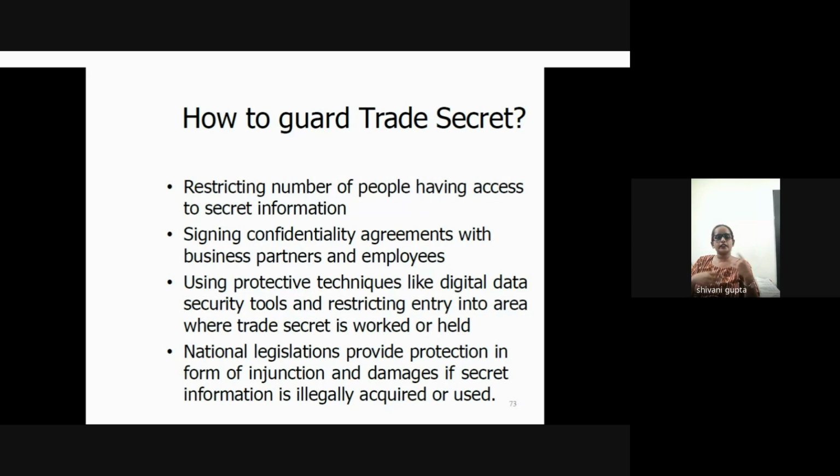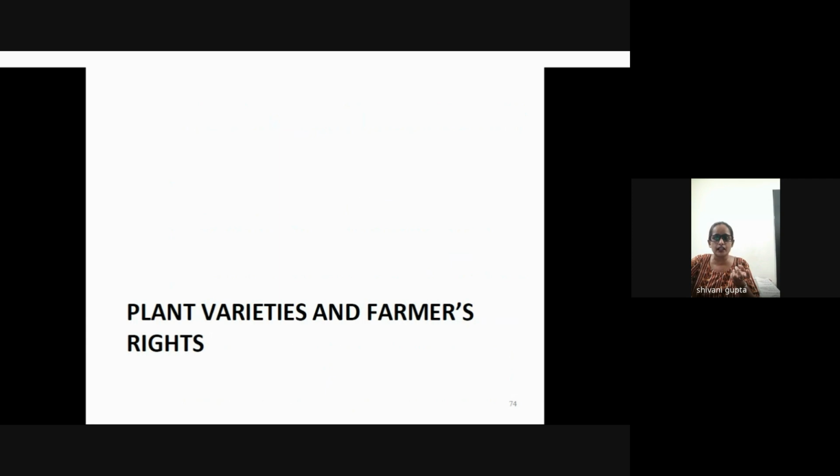Next, we can restrict the number of people having access to the secret information, and sign confidentiality agreements with business partners and employees. We can also use protective techniques like digital data security tools and restrict data entry into any place where trade secrets are worked or held. So these are the aspects where trade secrets are protected, and it covers, in a holistic form, all aspects of intellectual property.